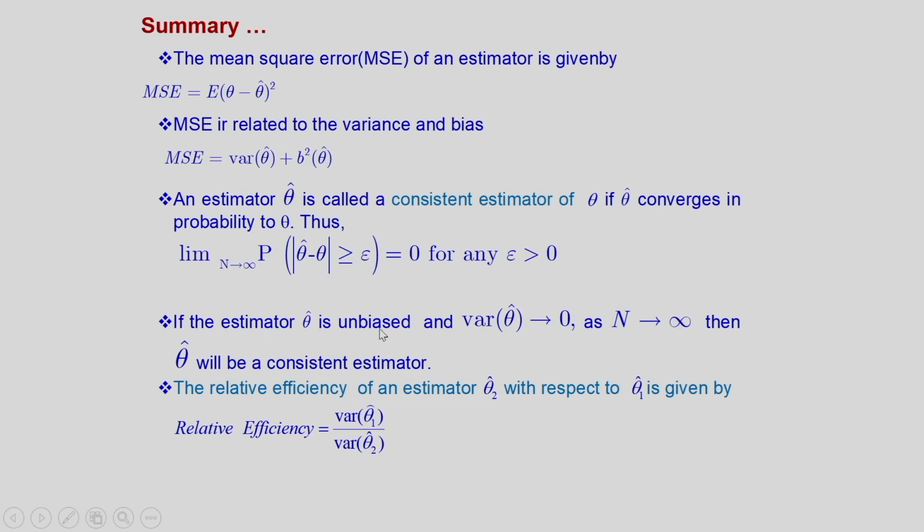If the estimator theta hat is unbiased and the variance of theta hat goes down to 0 as n tends to infinity, then theta hat will be a consistent estimator. This is a test for the consistency of an unbiased estimator. The relative efficiency of an estimator theta 2 hat with respect to theta 1 hat, which has lower variance, is given by variance of theta 1 hat divided by variance of theta 2 hat.